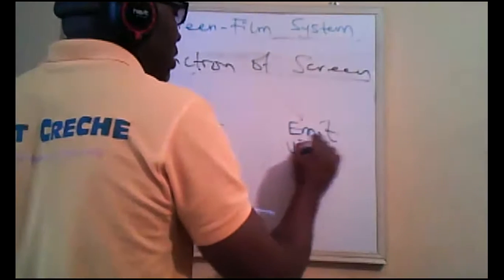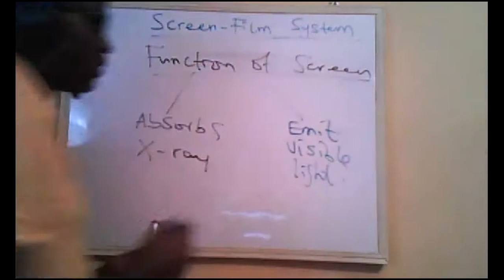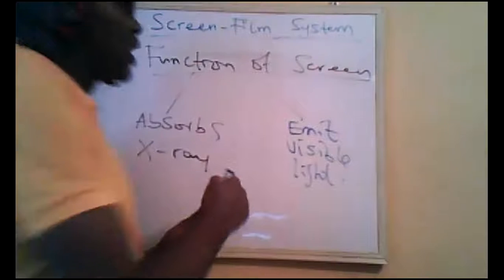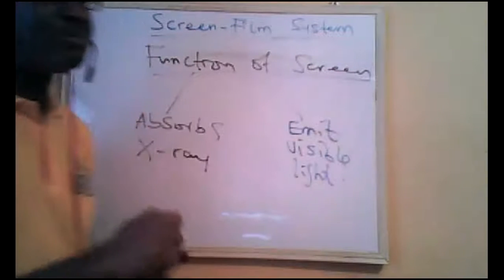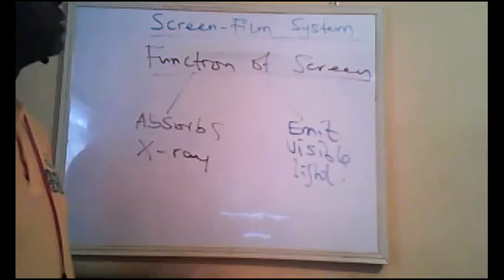That emits visible light. Because actually it is the light that affects the film. The film is usually much more sensitive to light.